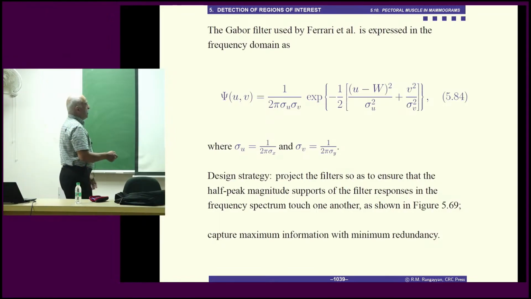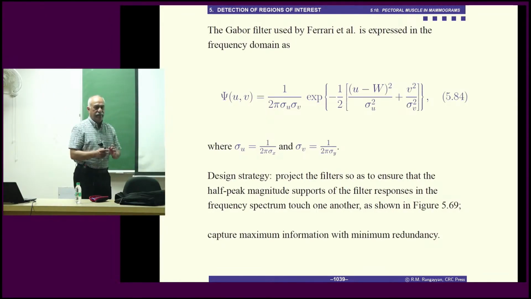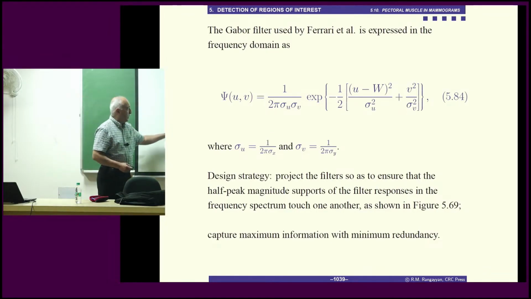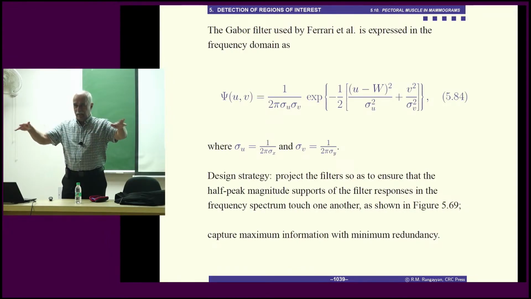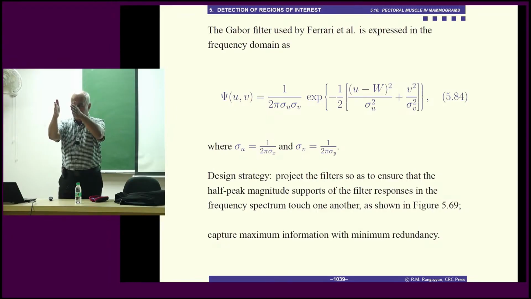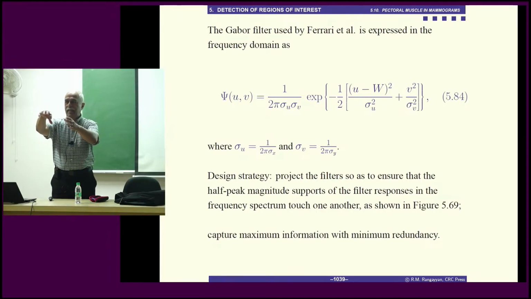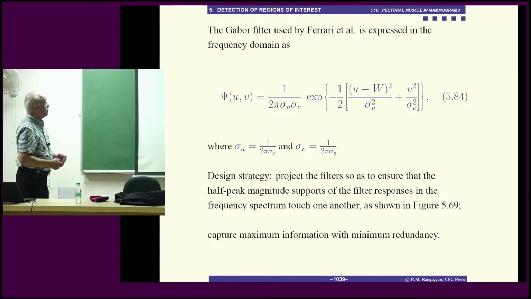The design strategy is to project the filters so as to ensure that the half-peak magnitude supports of the filters touch one another. So these are Gaussians. Each one is a Gaussian in the frequency domain. But it goes on forever, or to the end of whatever the array is. But at the half of the power point, you say, okay, that's enough. And you want the next Gaussian to sit at that point so that you don't get gain less than half when you use multiple filters.